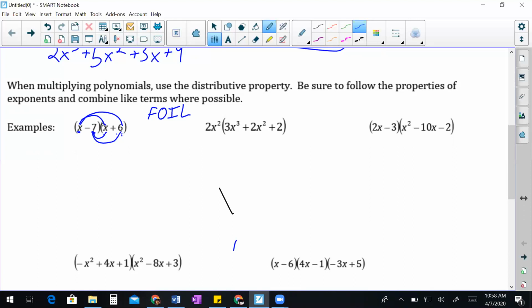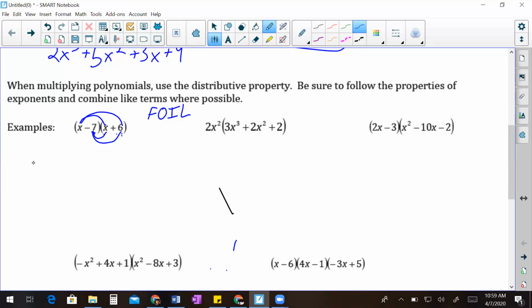But what I really want you to see here and focus on today is I've taken each term in my first polynomial and I've multiplied it by each term in my second polynomial. You'll see why that's so important here in just a minute. All right, but for right now, let's actually just do the math.